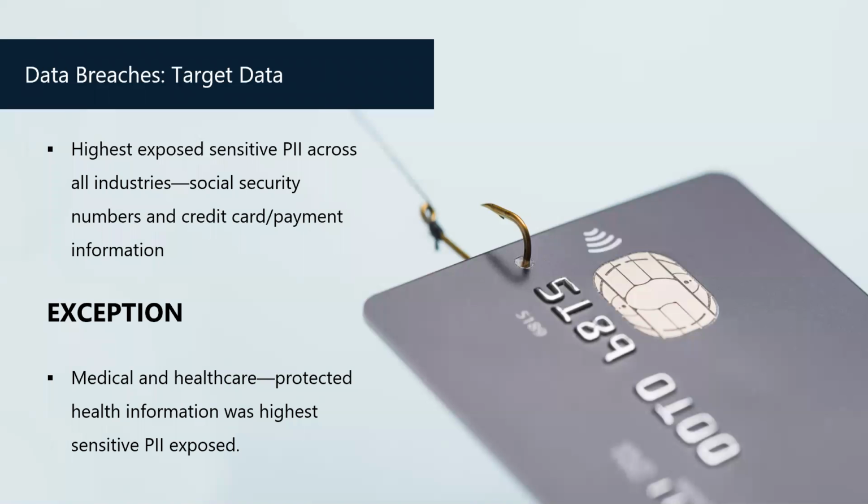So what are people really targeting with these data breaches? The highest exposed sensitive data across all industries is the social security number and the credit card or payment information. The one exception is in the medical and healthcare industry, where people are really targeting that personal health information and medical records.